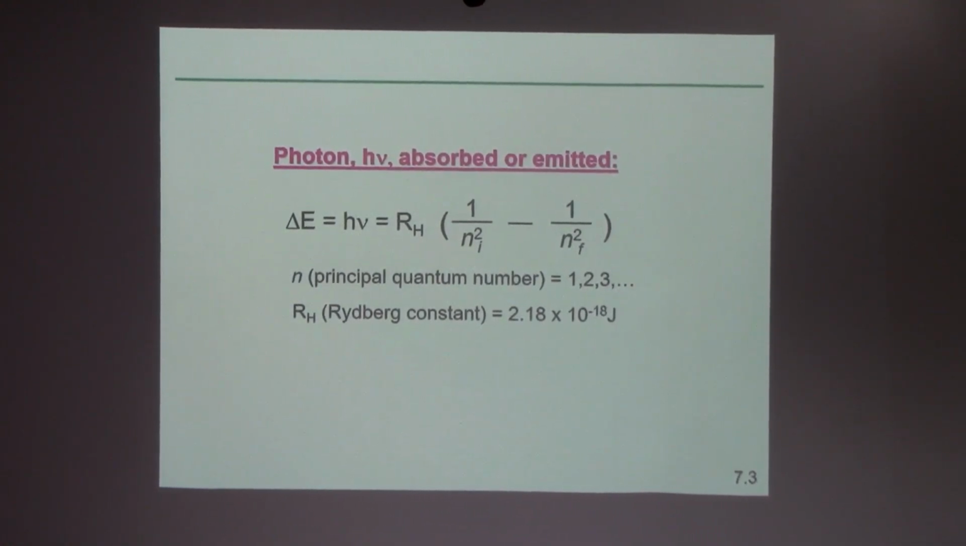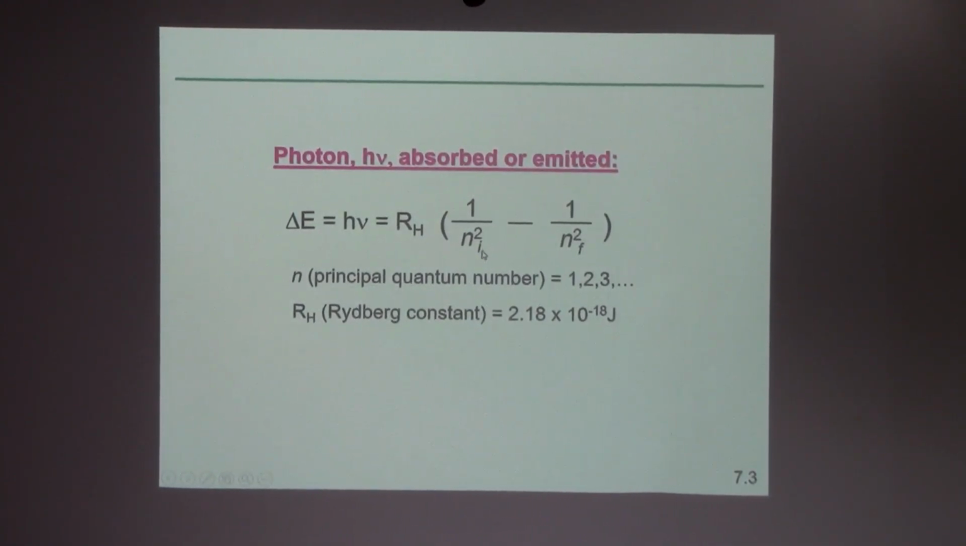The amount of energy absorbed or emitted by a photon or an electron can be calculated using this equation. Delta E equals h, which is Planck's constant, times nu, which is frequency, and the whole thing again equals RH, which is the Rydberg constant, times 1 over ni squared, where i stands for initial, minus 1 over nf squared, f standing for final, and these are the principal quantum numbers.